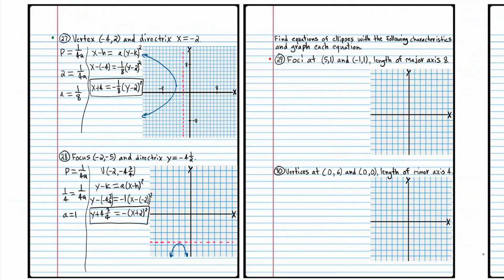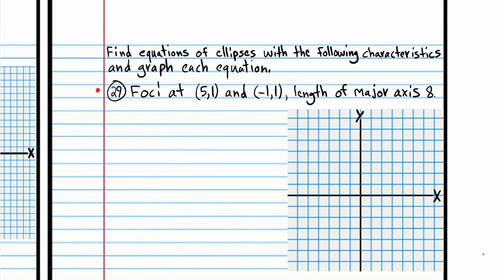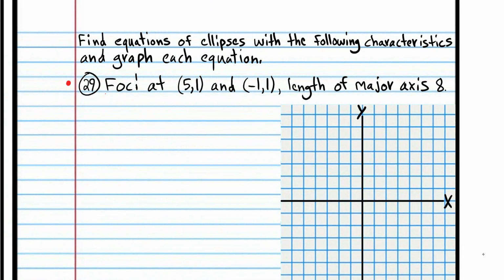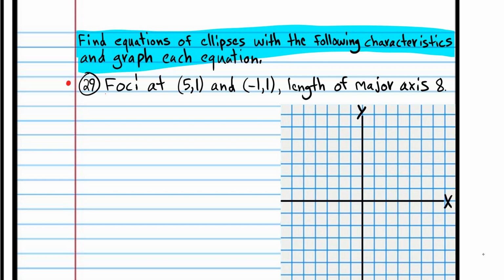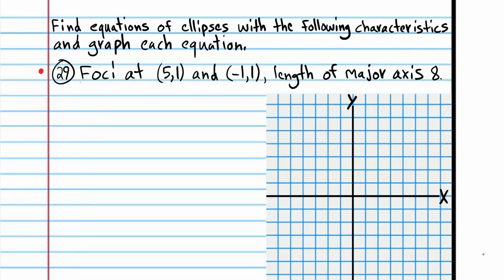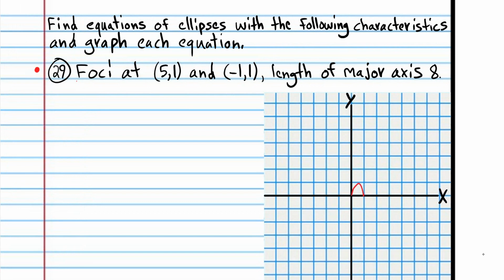Okay, so now we're going to move on to ellipses. It says, find equations of ellipses with the following characteristics and graph each equation. So we have a focus at 5, 1, and a focus at negative 1, 1. So those are foci of the ellipse. And what that means is our ellipse is going to be horizontal. And the midpoint between those is going to be the center. So we know that's the center.